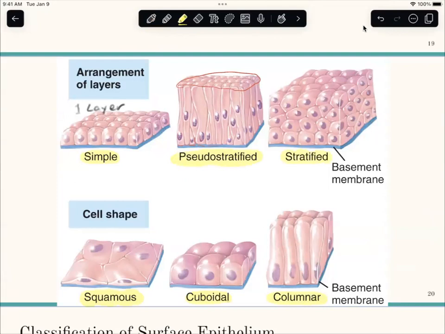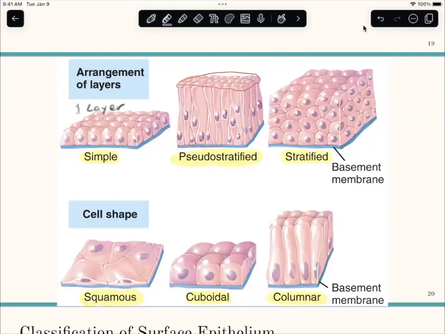This is showing four layers of cells. It can be many more than that. It can be hundreds of layers. Maybe not hundreds, but pretty close. Or your skin gets close. But it's just many layers for stratified.